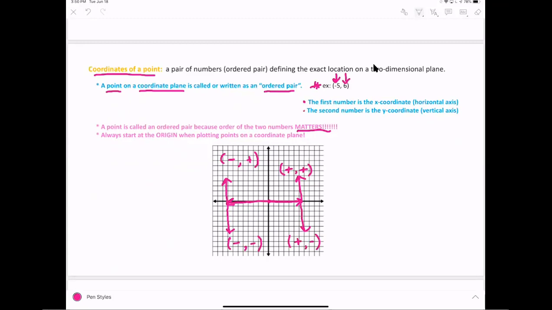I always think about a number line. To the right are positive values, to the left are negative values. When you're thinking about a vertical line, going up is positive, going down is negative. So if I'm thinking of a number line, going to the right is going to be positive. If I'm going to the left, I'm going to go negative. And when you're thinking about vertical, up is going to be positive, and down would be negative.